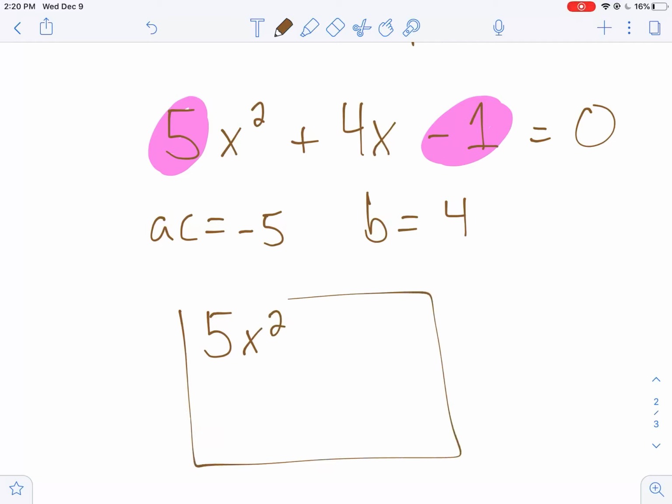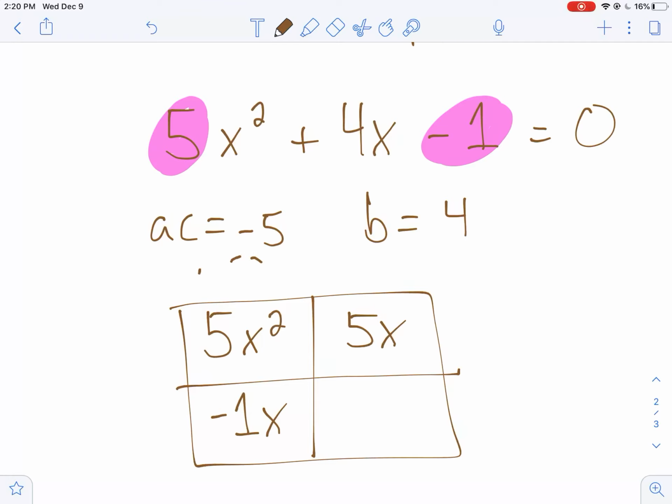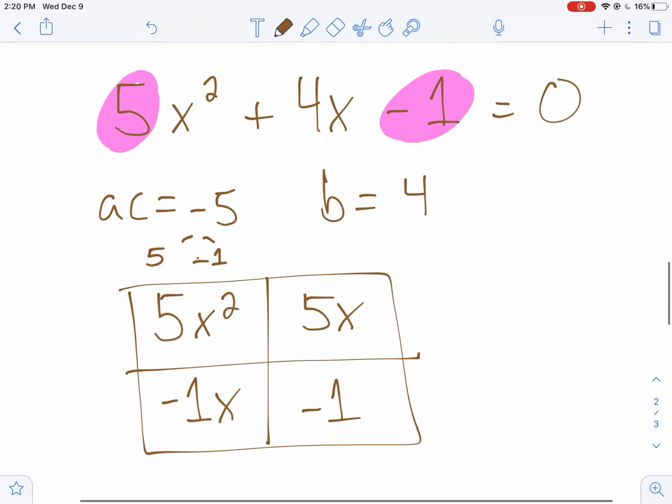I'm going to go with 4 terms. I have 5x squared here. I know that 5x is a factor. And I also notice that negative 1. So as we said, when we did it out, we knew that 5 and negative 1 gives me b. I like that. 5x and negative 1x. And then what I do is I just factor this out.